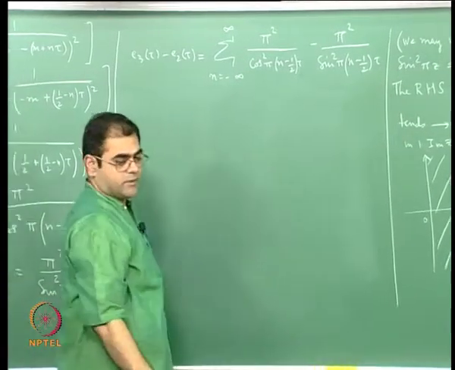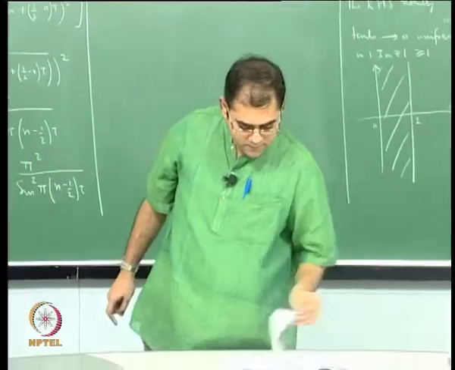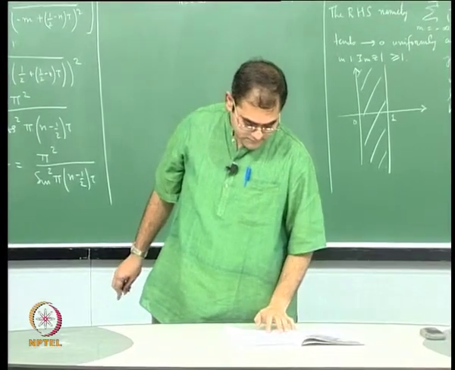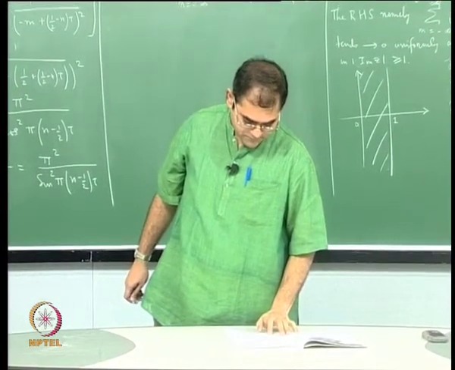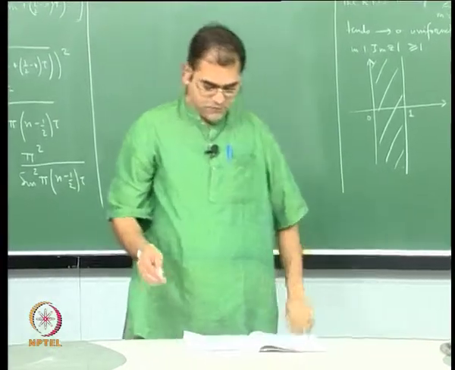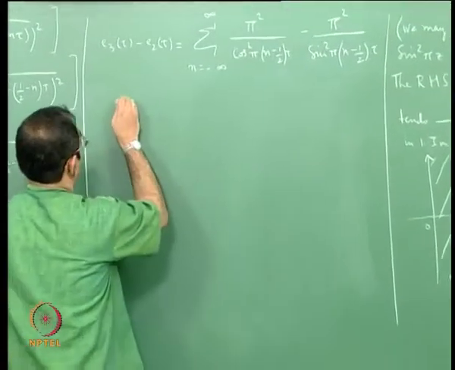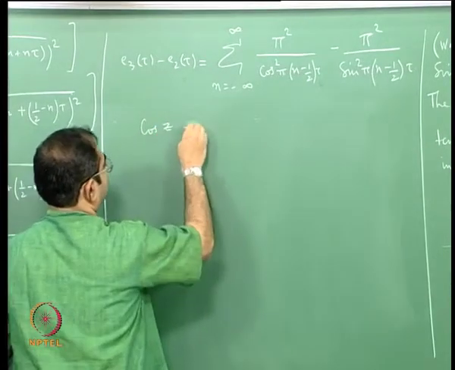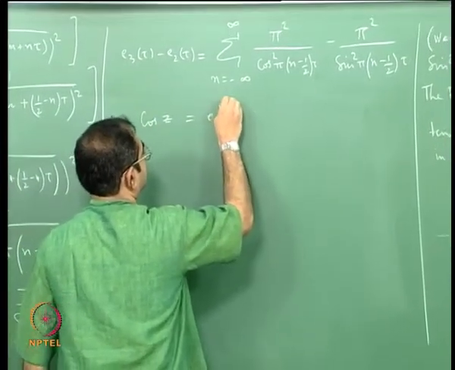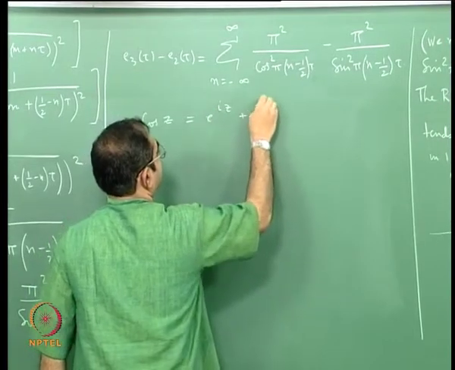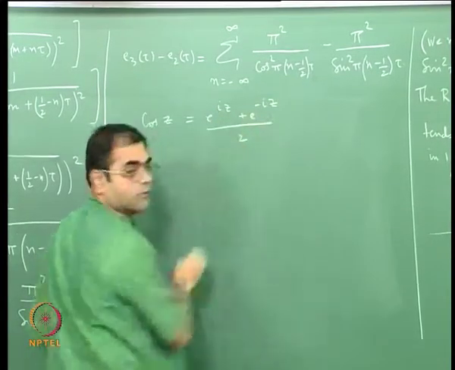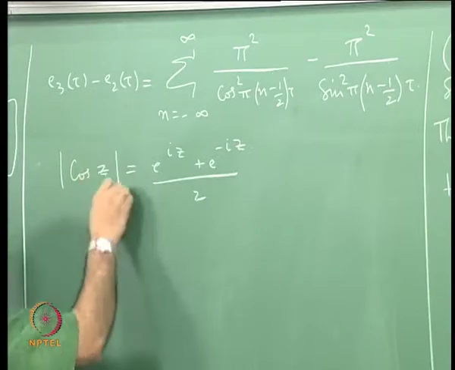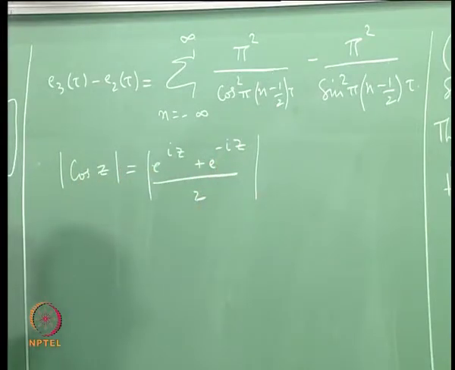If you want, maybe it will be helpful if I write that down. Let us take for example cos z, which by definition is (e power iz plus e power minus iz) by 2, and then you calculate the modulus of cos z, you get this.